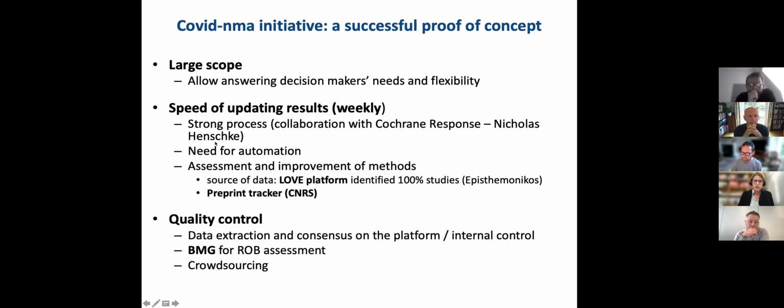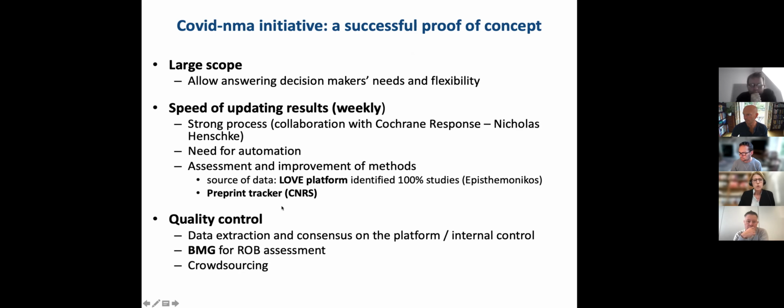For this, we had to set up a very strong process, like in an industry, where each team was responsible for a specific task, and we did this in strong collaboration with Cochrane Response. We need to develop automations. We did start, but it's still semi-automated. But for example, part of the forest plots are automated. And we also need to question the methods we're using and try to improve them.